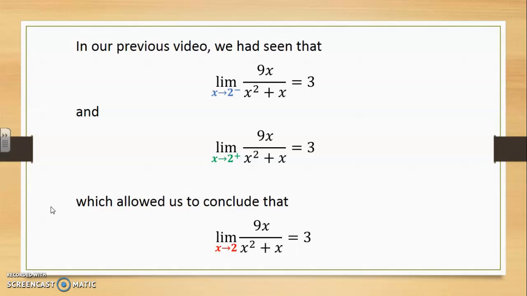In our previous video, we had seen that as x approaches 2 from the left, 9x over x squared plus x approaches 3. And that as x approaches 2 from the right, 9x over x squared plus x approaches 3 as well, which allowed us to conclude that disregarding the side from which we're approaching, as x goes towards 2, 9x over x squared plus x is equal to 3.